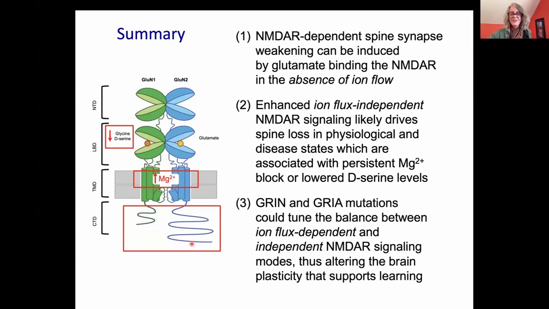And in fact, the lab that Quinn came from has a beautiful study just showing that indeed this ion flux independent signaling can be driven by a small C-terminal domain in GLUN1. Then that would be potentially an important place to look at.